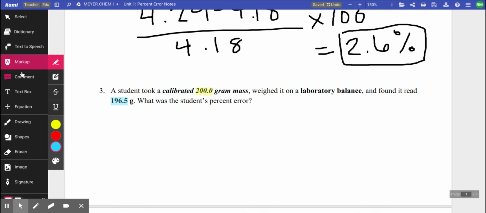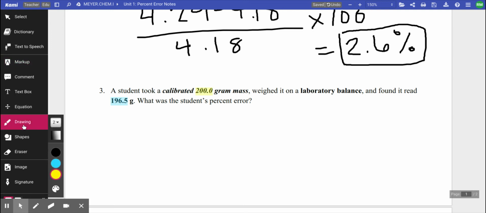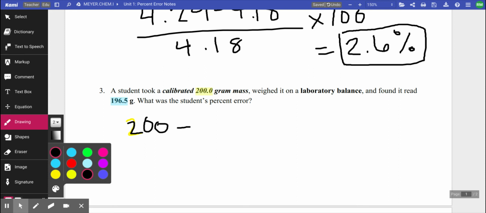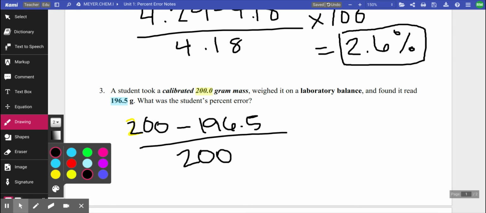Okay, so again, we plug this into our equation. Remember, it does not matter which one you subtract first, as long as you always divide by actual. So I'm going to take 200 minus 196.5 divided by 200. Always divide by the actual. And your last step is to times by 100 to put it in percent.